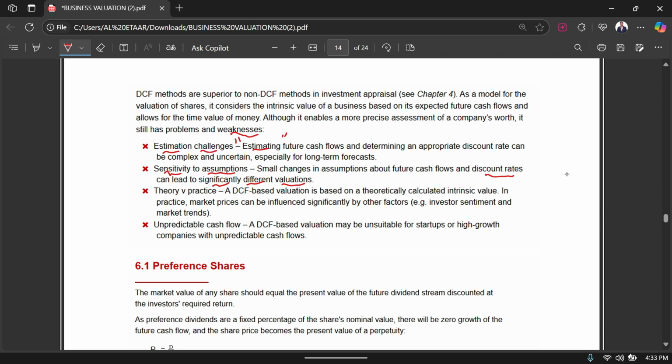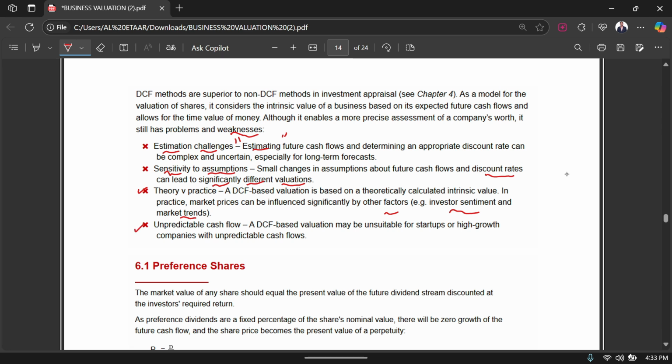Then the third says theory versus practice. A discounted cash flow based valuation is based on theoretically calculated intrinsic value. In practice, market prices can be influenced significantly by other factors, for example investor sentiment and market trends. Okay, so yes, that's a very fair point.